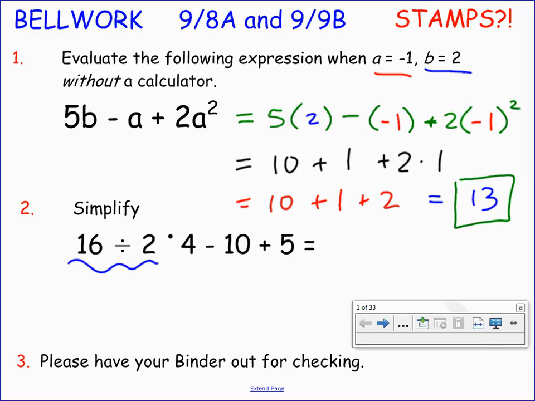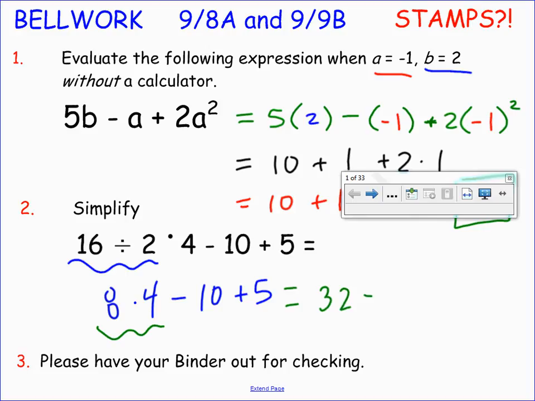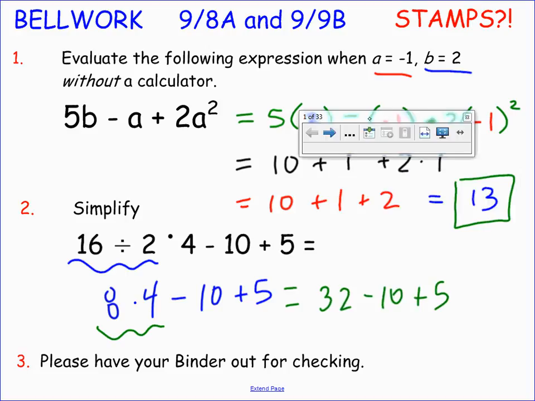So here we go, 16 divided by 2 is 8, still have the times 4, minus 10 plus 5, still have multiplication and division. Now we'll go ahead and do the 8 times 4 is 32. Still have the minus 10, still have the plus 5. Done with multiplication and division, now we're all the way to addition and subtraction. So now I can perform them in order from left to right. So I'll do the 32 minus 10 is 22. Still have the plus 5 chilling. And finally, we can get to the 27.